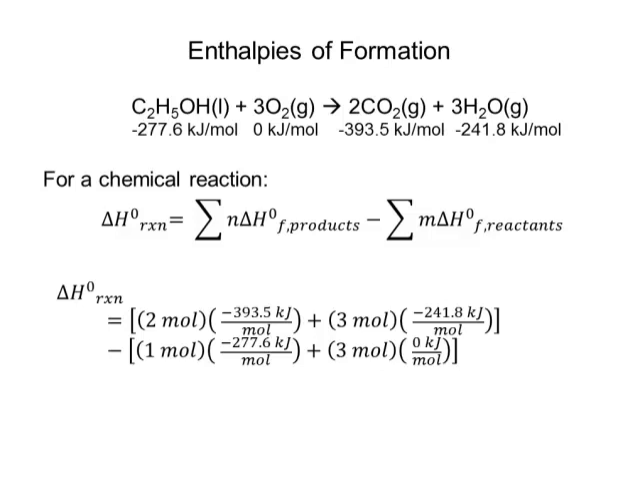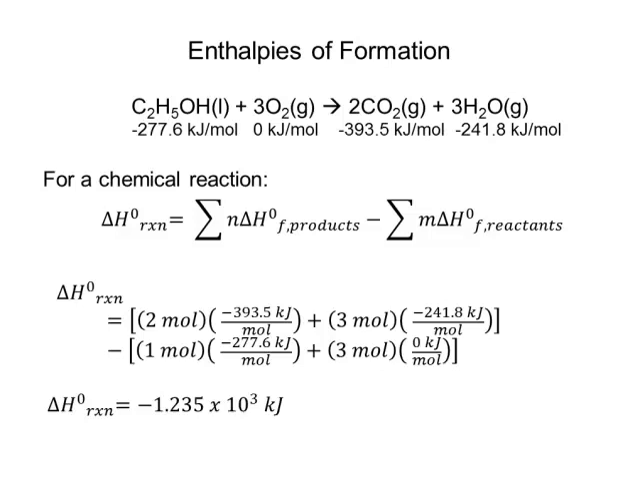Then I subtract from that the sum of my reactants. I've got the 1 mole of C2H5OH, and then the 3 moles of oxygen gas. One thing to note with standard enthalpies of formation: anything in its elemental standard state has an enthalpy of formation of 0. Since oxygen exists as O2 gas in its standard state, it has no enthalpy of formation associated with it. So we plug these values in, run the calculation, and we get a delta H of reaction of negative 1.235 times 10 to the third kilojoules.